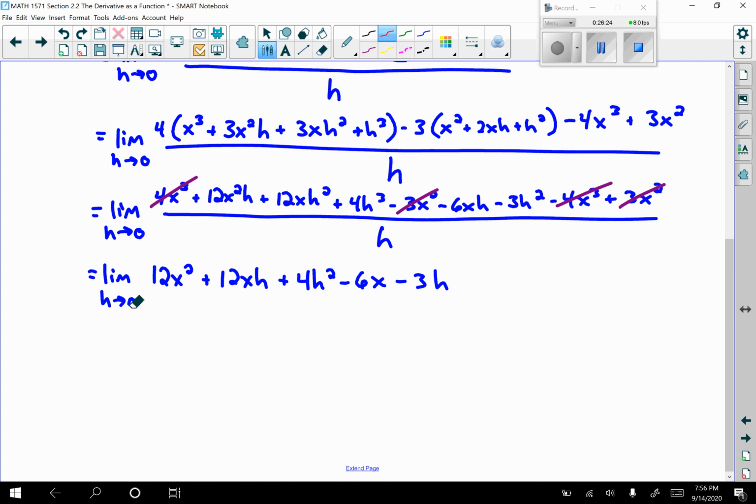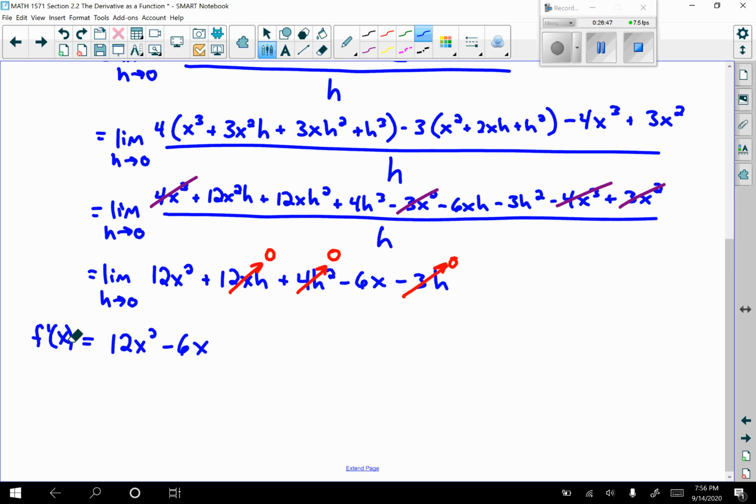So now we can actually do direct substitution. Wherever we see an h, that's actually going to turn into a 0. So right here, if h is 0, this whole term becomes a 0, because 0 times anything is 0. Same thing here, and same thing here. So we lose those terms. I no longer need the limit notation because I have what remains, 12x squared minus 6x. And that is f prime of x.